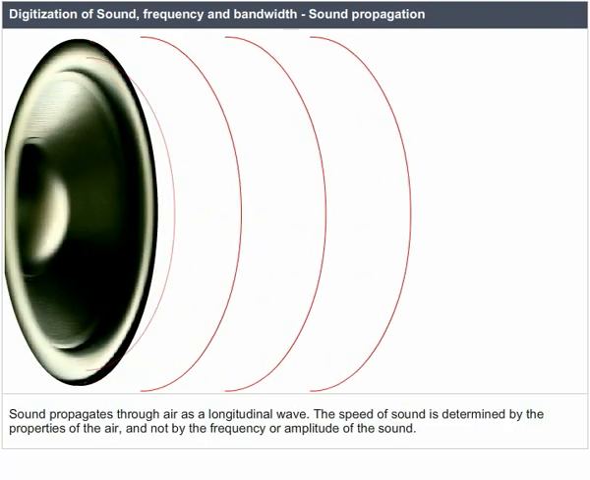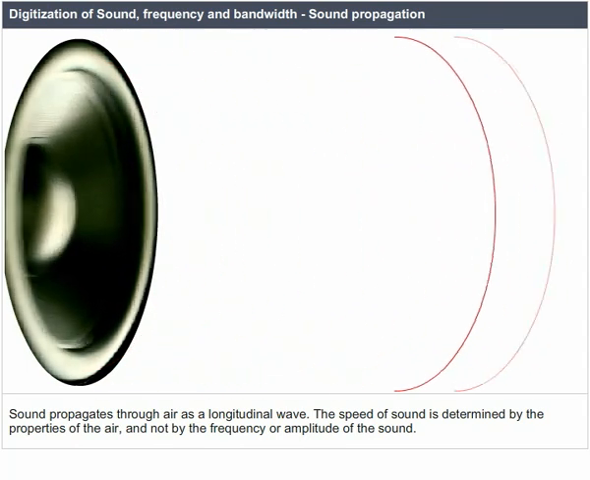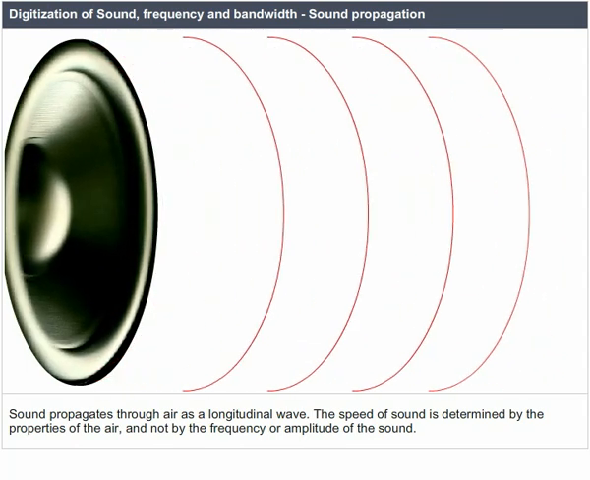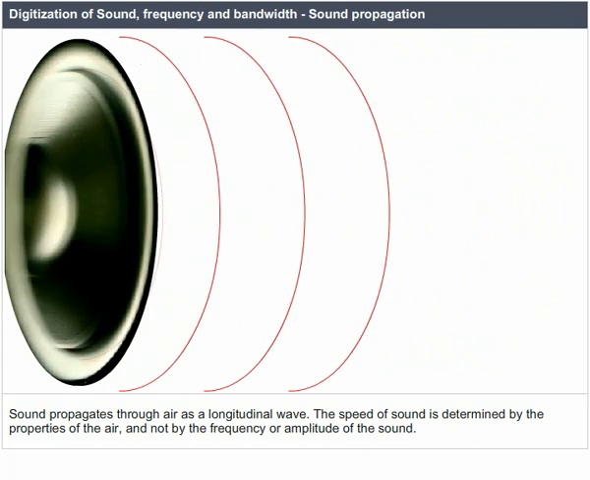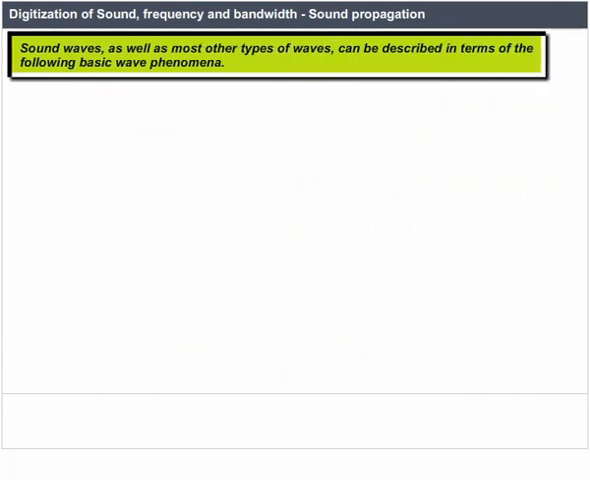Digitization of sound, frequency and bandwidth. Sound propagation. Sound propagates through the air as a longitudinal wave. The speed of sound is determined by the properties of the air and not by the frequency or amplitude of the sound. Sound waves, as well as most other types of waves, can be described in terms of the following basic wave phenomena.